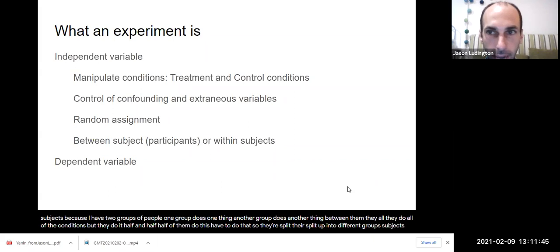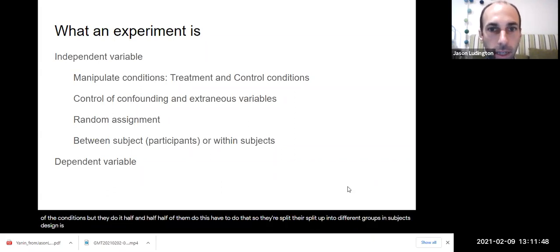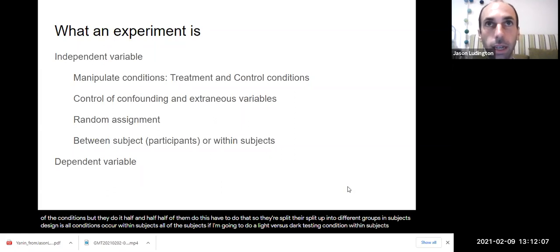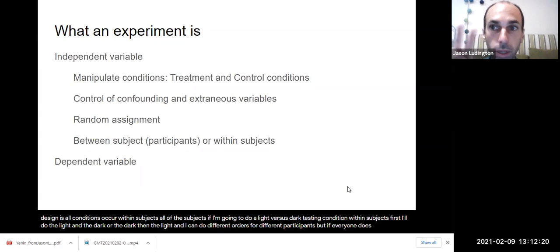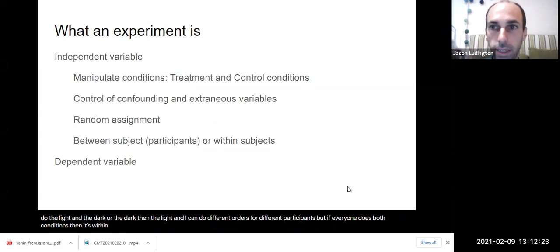The within subjects design is all conditions occur within subjects, within all of the subjects. If I'm going to do a light versus dark testing condition within subjects, first I'll do the light, then the dark, or the dark, then the light. And I could do different orders for different participants. But if everyone does both conditions, then it's within subjects. If some people do one condition only, it's between subjects.